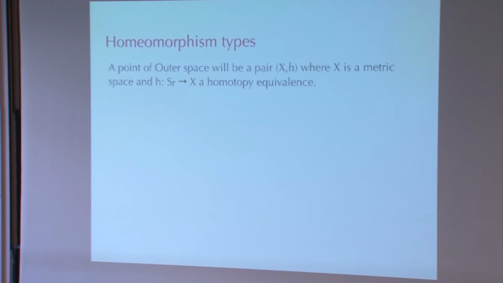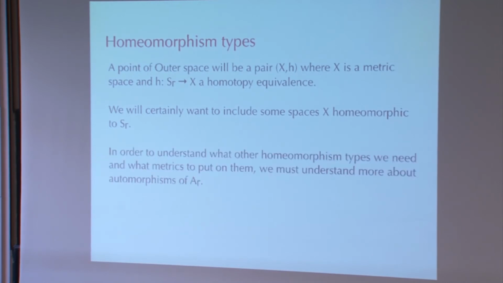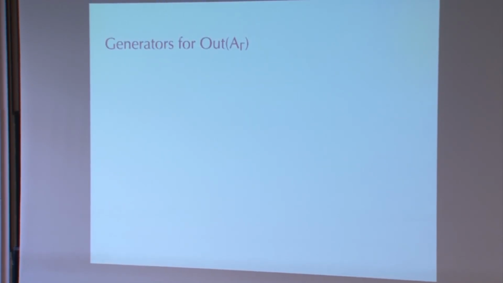Right, so what homeomorphism types of spaces am I going to need? Well, I want a point of outer space to be a pair, where this is a metric space and that's a homotopy equivalence. I'll certainly want to include some spaces that are homeomorphic to my model space, but what else do I need? So in order to understand what else you need, I want to think about some actual automorphisms of A gamma, what they look like. So here's a basic fact about Out of A gamma.